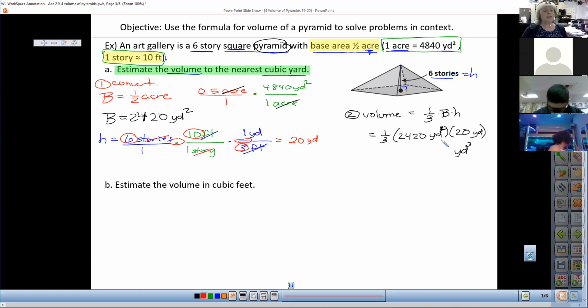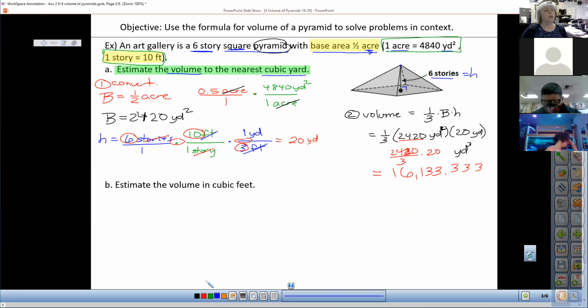So again, easiest way I think is to take the 2,420, divide it by the 3, and then multiply that times the 20. All right, so 2,420 divided by 3 times 20. And so here my calculator is giving me 16,133.333 and so on and so forth.